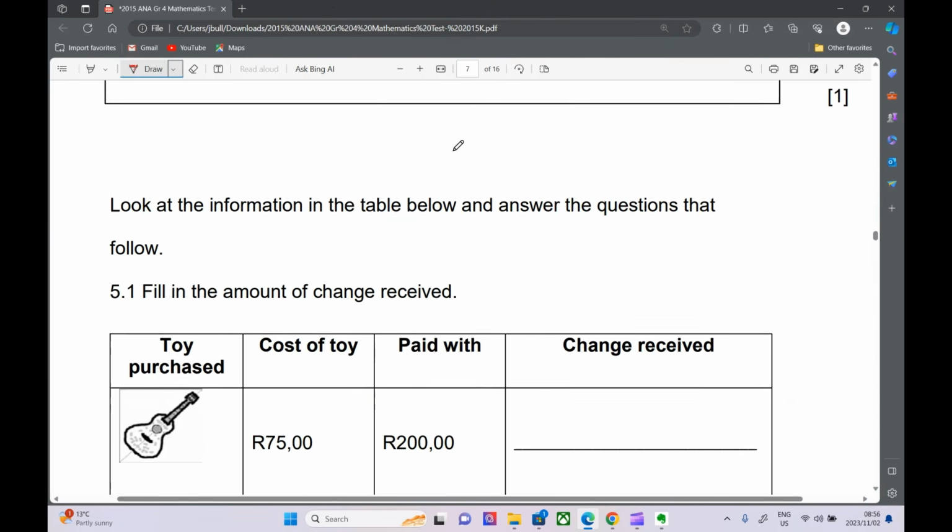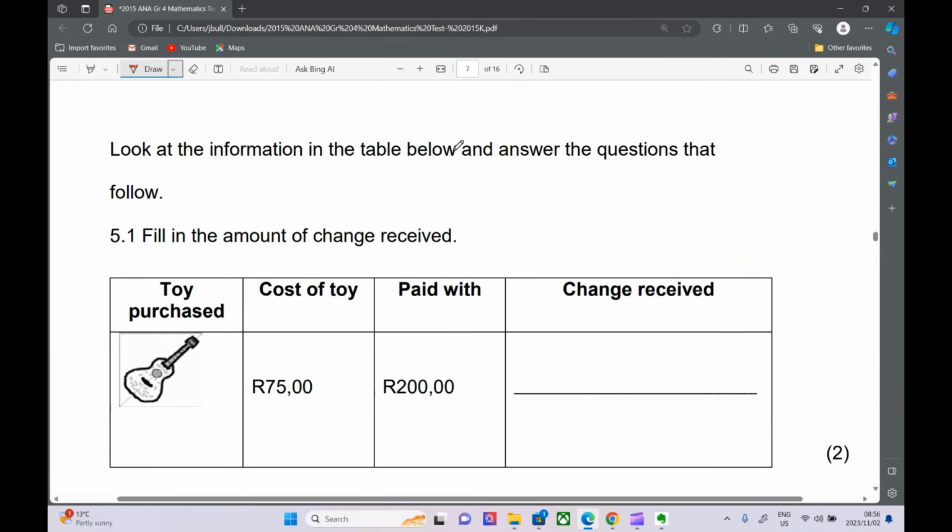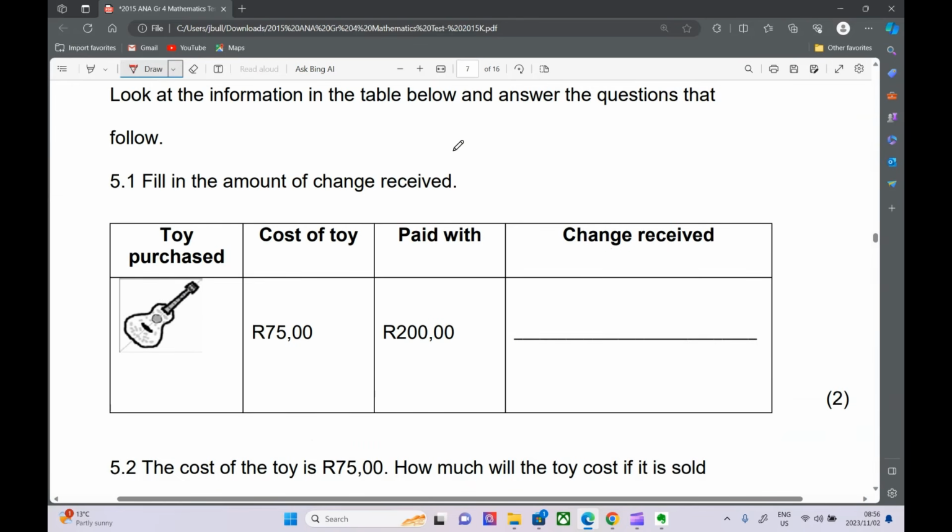Okay, look at the information in the table below and answer the questions that follow. Okay, so fill in the amount of change received. So, someone went to the shop, they buy a toy guitar, they pay with 200 Rand notes, and the toy costs 75 Rand. So, first of all, we need to work out how much change they're going to get.